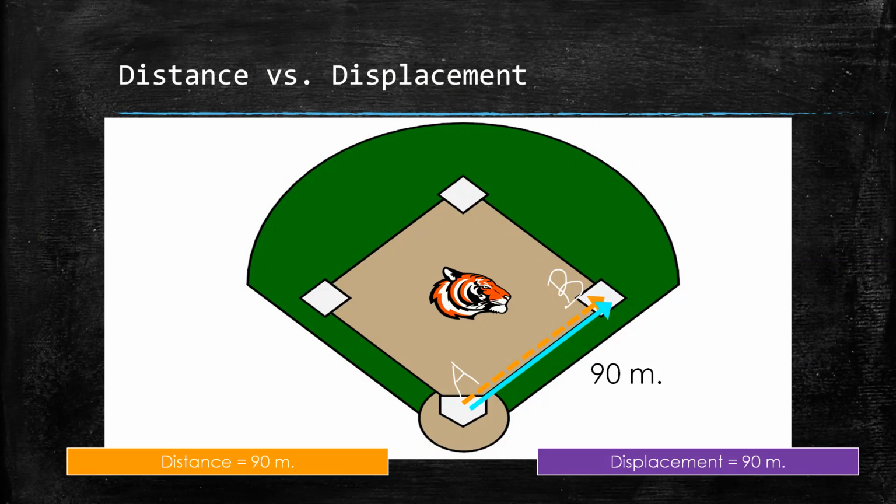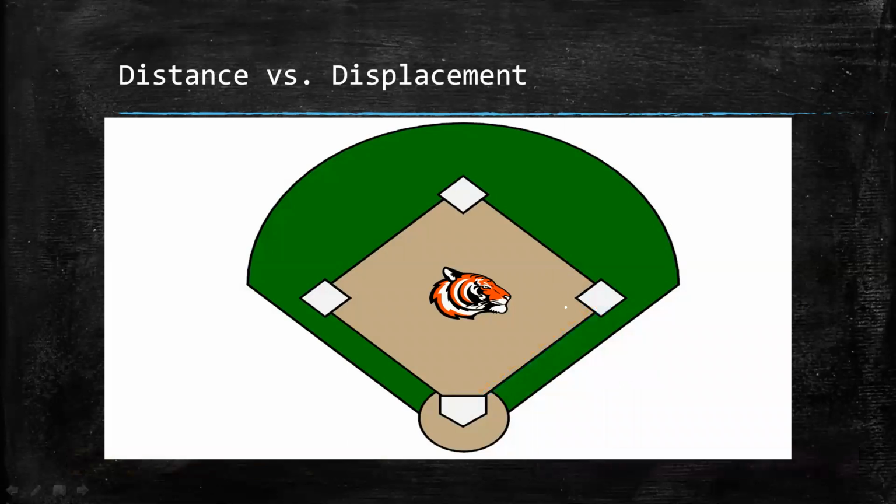There is only one situation where distance and displacement will be equal. That is if the object is covering a distance in a straight line. If the object is moving only in one particular direction in a straight line, in that case, distance and displacement will become equal.